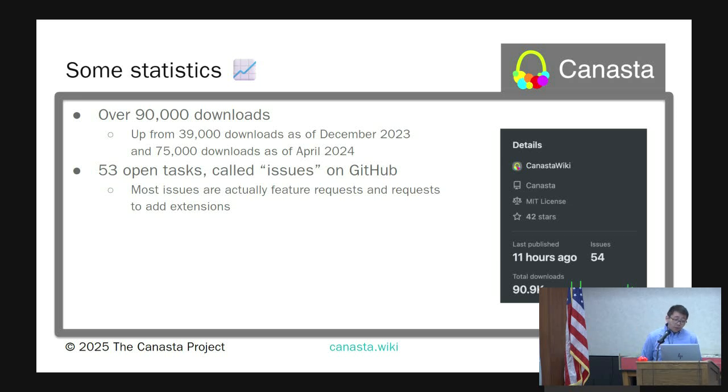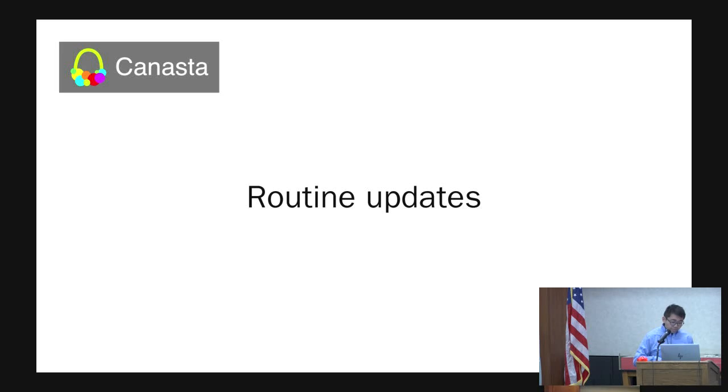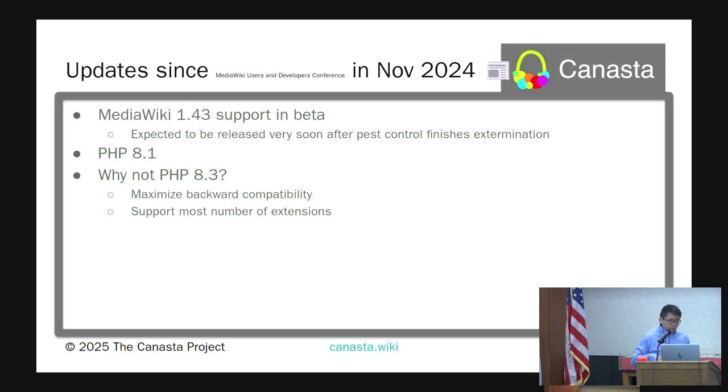Some statistics: we've had over 90,000 downloads of the image. And we have 54 open tasks, called issues, on GitHub. Most of them are actually just feature requests and requests to add extensions, but as you can see, we're an active community. We have our work cut out for us. So I'll give some routine updates next.